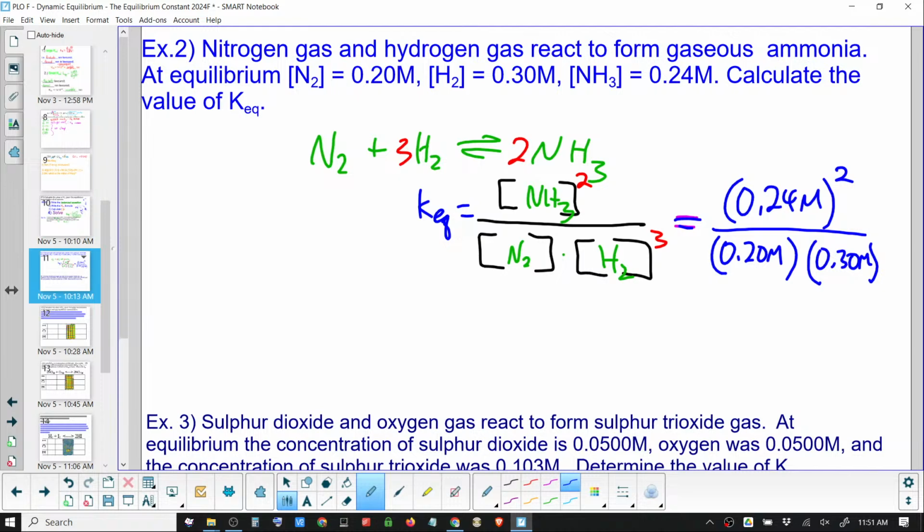Marcus, it's 0.3 cubed. 0.3 cubed, not 0.6. Sig figs. That's 2 sig figs. Yeah, okay. And then all the variables cancel each other out, technically, so we don't really have to write it.